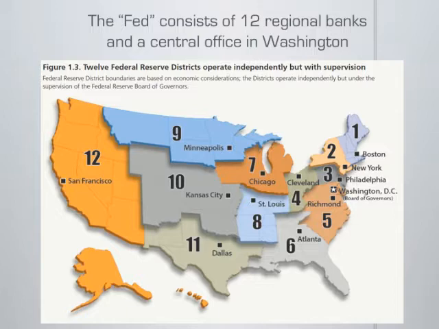So there are 12 independently operated Federal Reserve branches, and they're operated within the constraints of the Federal Reserve System as defined by the act of Congress that established the Federal Reserve System and the supervision of the main bank in Washington.